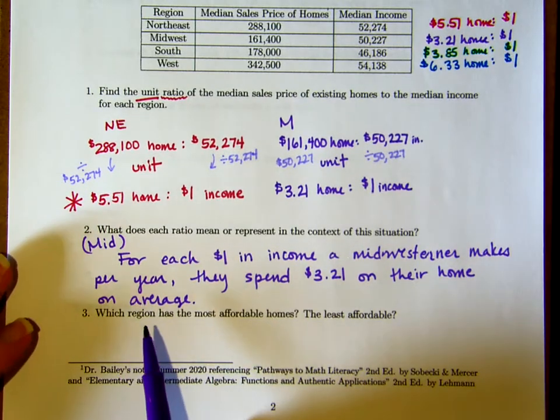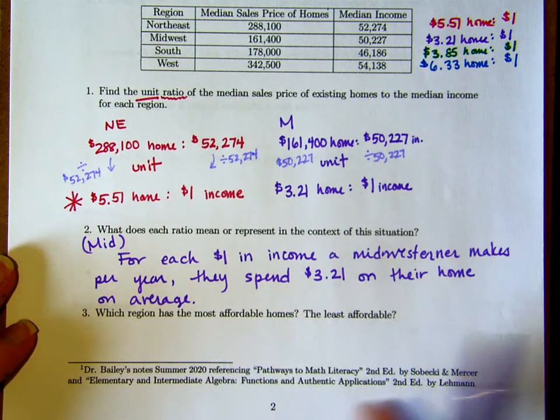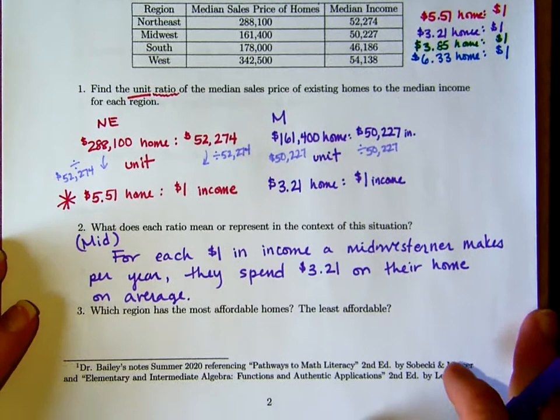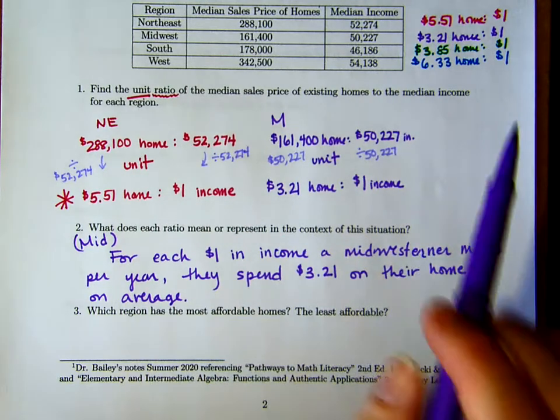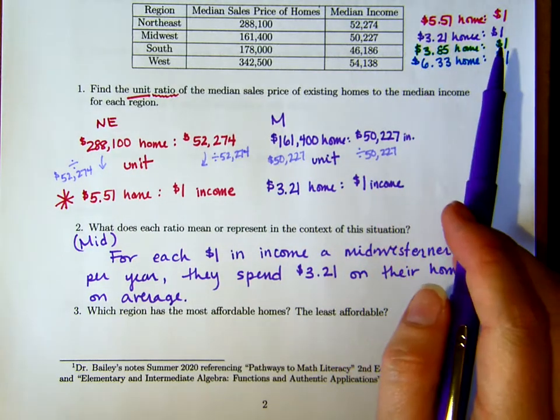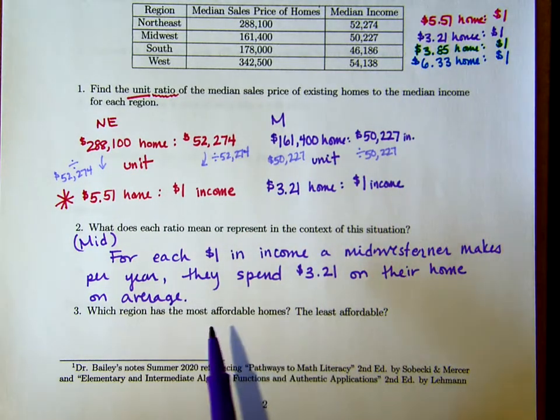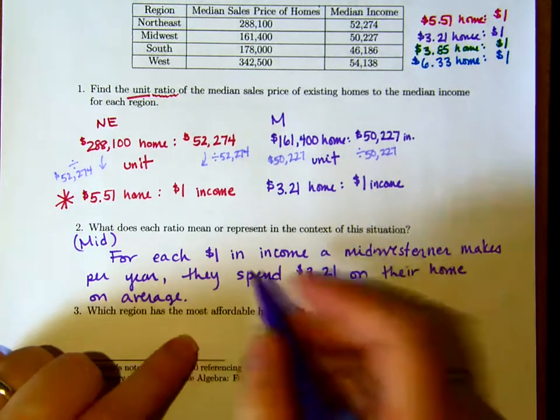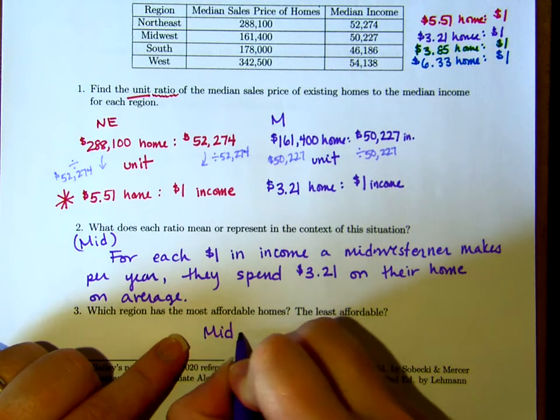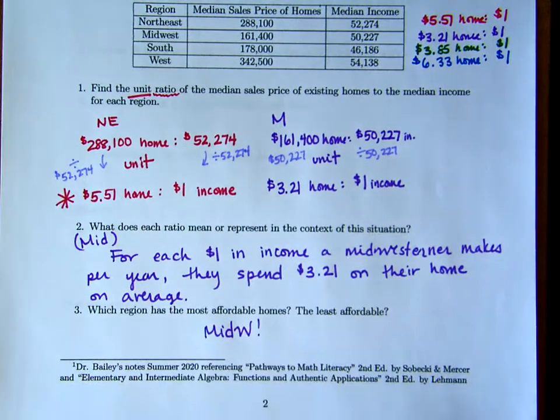Which region has the most affordable homes, and which one has the least affordable? Okie dokie. Looks like we live in the most affordable home land, the Midwest. Least affordable? Cali.